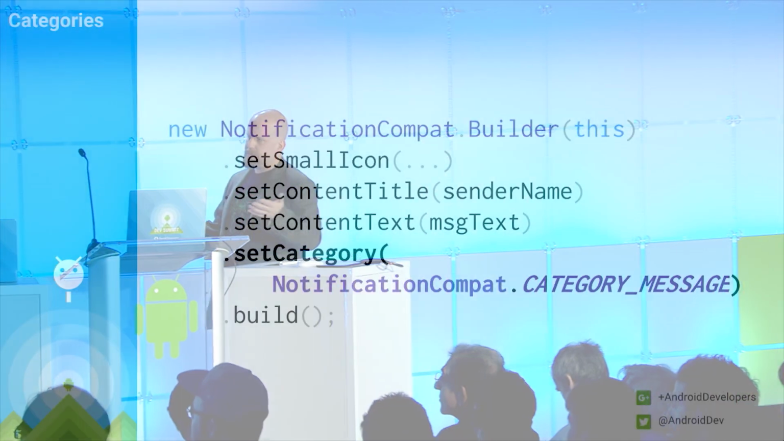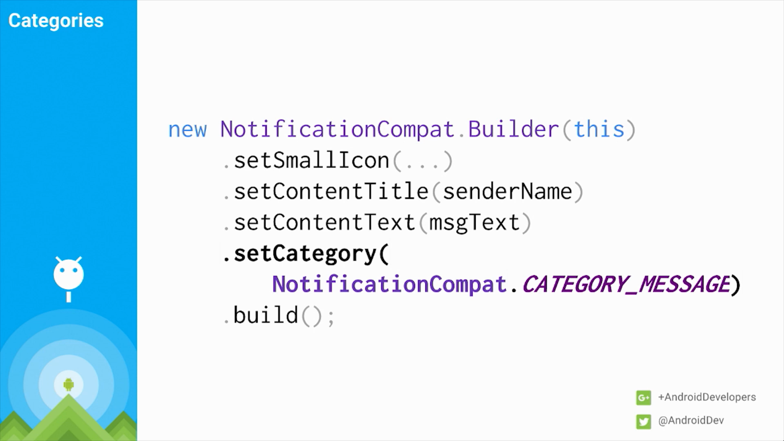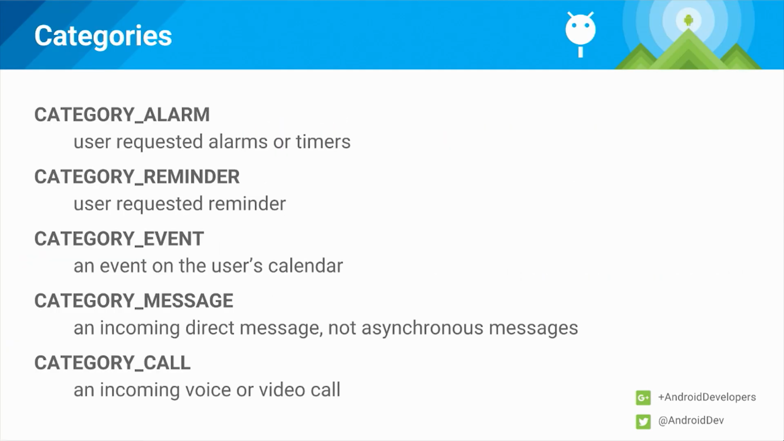So here's the meat of the thing. For category, very simple. There's a builder method that you set the category, and you just have to pick the right one. That's the hard part. So here are some categories. These are the ones that relate to the screen I showed you before, the ones that the user right now has direct control over. So alarms, reminders, events, messages, calls. You'll notice that they're pretty tightly defined.